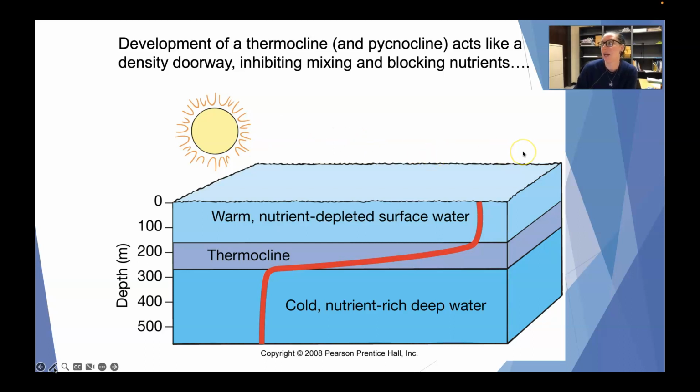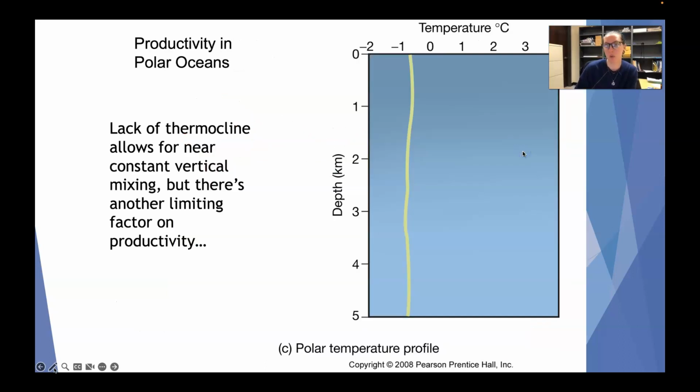So if we were to look at a temperature profile of the polar oceans, we have temperature on the x-axis and depth on our y-axis in terms of kilometers. We see that it's isothermal, right? There's no thermocline, so there's constant mixing in the polar oceans in the vertical. But there is a huge limiting factor of productivity for the polar oceans. What could that be? It's that big shiny thing in the sky, the sun, right?